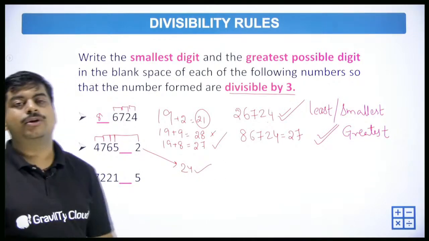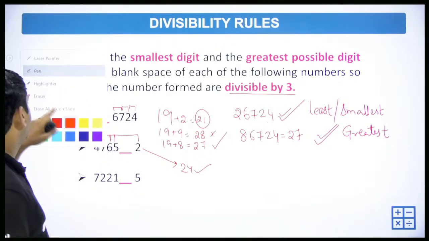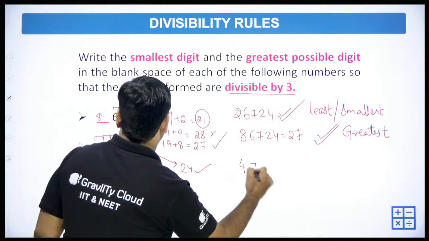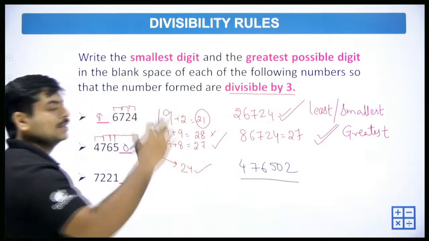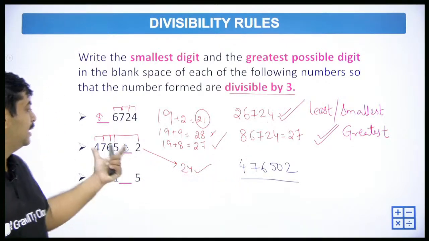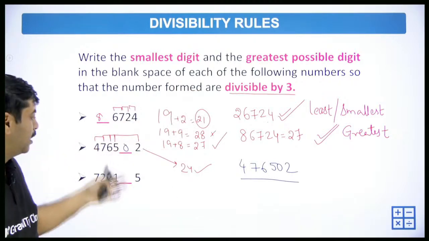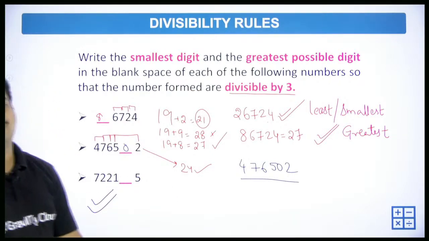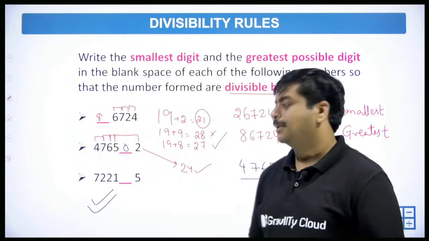So, the least number you can go with is directly 0. You can keep 0 here. You can see 476502. Yes, it is the least number that can be framed here such that it is divisible by 3. In the same way, you can find the greatest, and please try to do that. A very, very simple approach. No complications here.